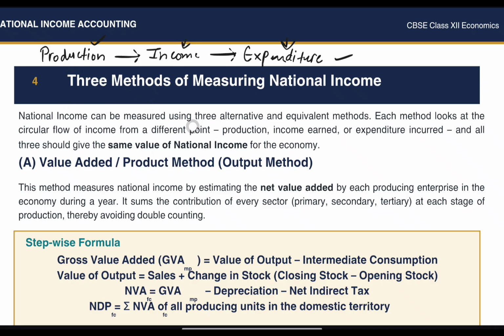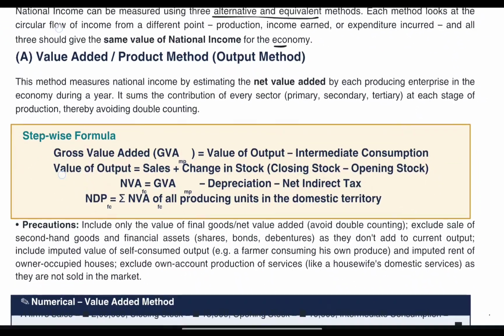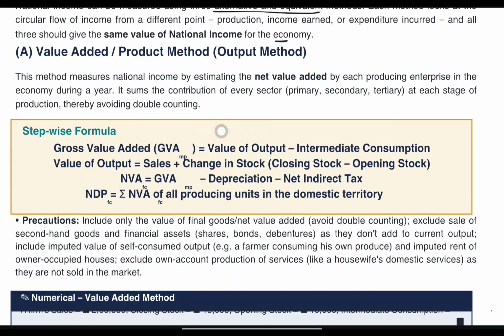National income can be measured using 3 alternative and equivalent methods. All methods are the same or equal, and all will give you the same national income. Each method looks at the circular flow of income from a different point of view, that is, according to production, income or expenditure. So all 3 should give the same value of national income for the economy. The first one is the value added or product method, which is based on output.